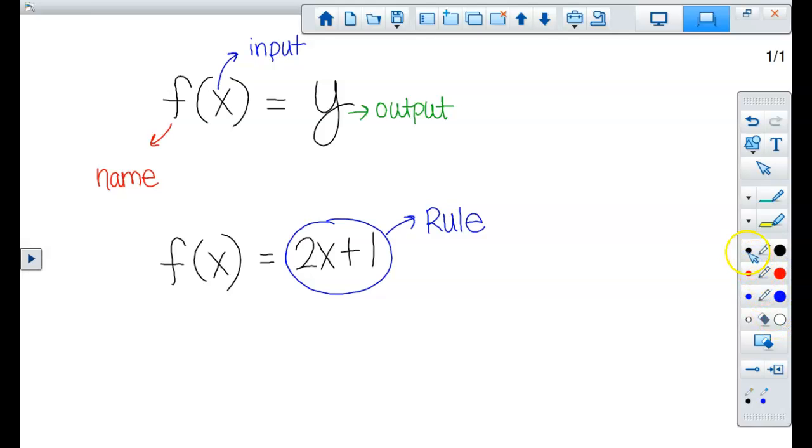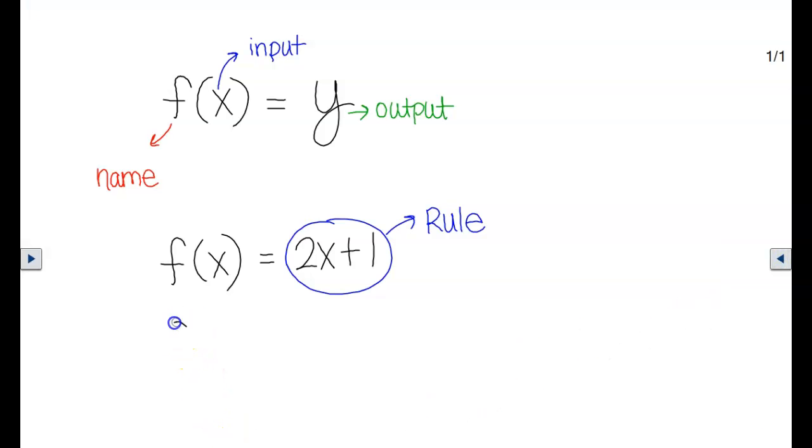So we have seen that if we need to do something like f of negative 3, that means to take the function whose name is f and input negative 3 as the x. Well, here is the rule for that function whose name is f. So I'm going to input negative 3 for that x and do 2 times negative 3 plus 1. And then we'll work that out.